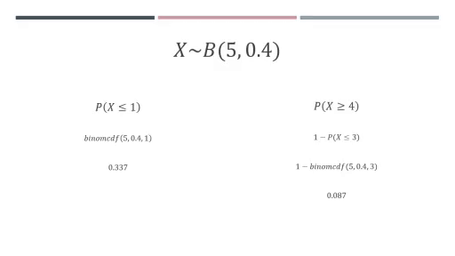The second one is if it's greater than or equal to 4, and so we would go 1 minus the probability of x is less than or equal to 3, because we just go 1 less. These are usually going to be nice whole numbers because you can't have a half trial. So 1 minus the CDF of 5, 0.4, 3 gets us 0.087 as our answer.